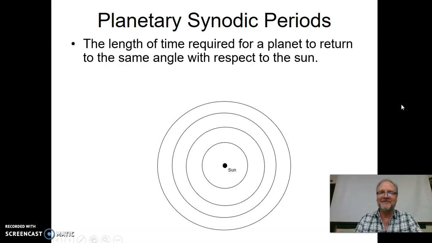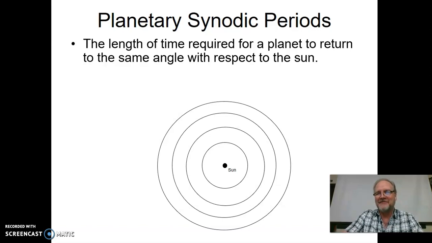So, there's a good short definition, flashcard worthy, for what synodic period is. It's the length of time for a planet to get back to the same angle with the sun. Now, what was the moon's synodic period again? How long did it take to get back to the same angle with the sun? That was the same as saying, how long did it take to get back to the same phase, wasn't it? And that was 29.5 days, the old month for the moon.